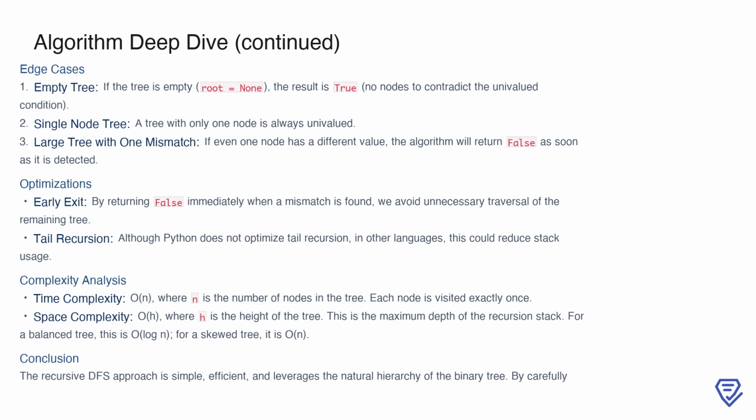The time complexity is O(n), as each node is visited exactly once. The space complexity depends on the height of the tree, which dictates the maximum depth of the recursion stack. For a balanced tree, this is O(log n), while for a skewed tree, it could be as high as O(n). These factors ensure that the algorithm runs efficiently regardless of the tree's structure.